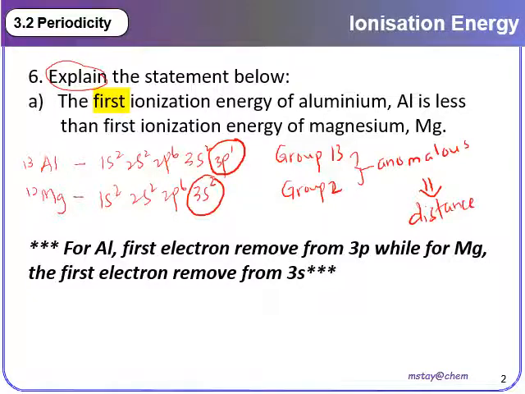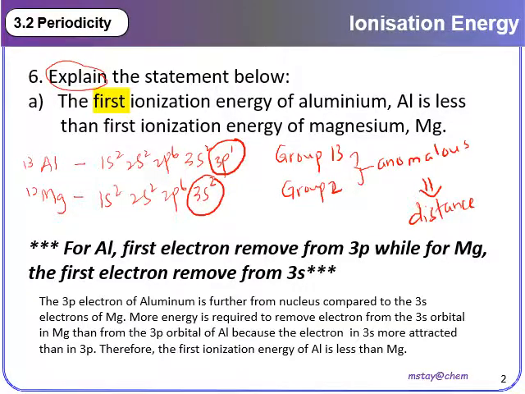This is the explanation that you may write down. The 3p electron is further from the nucleus compared to 3s. Therefore, more energy is required to remove the electron from 3s because it is more attracted to the nucleus than an electron in the 3p orbital. That's why aluminium has a lower first ionization energy compared to magnesium.